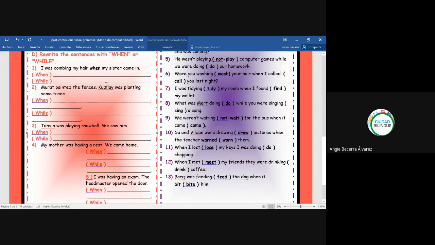¿Cómo quedarían estas oraciones con when? ¿Dónde pondría el when? This one. When Murat painted the fences. Do you know what is fences?